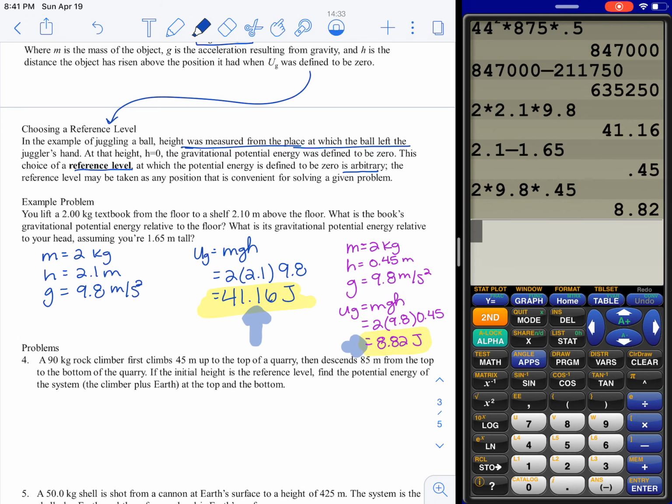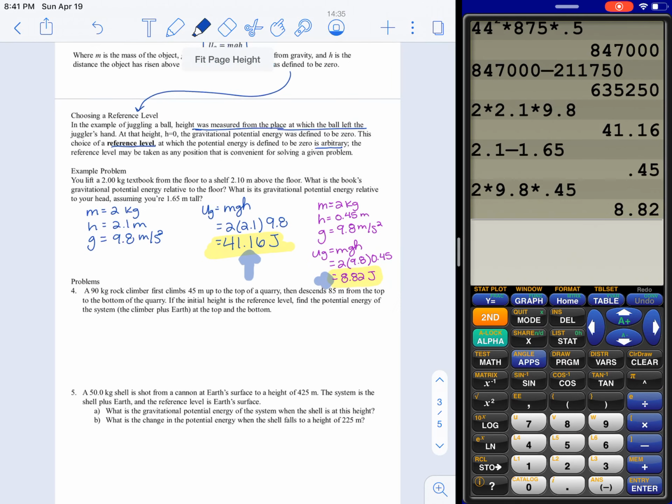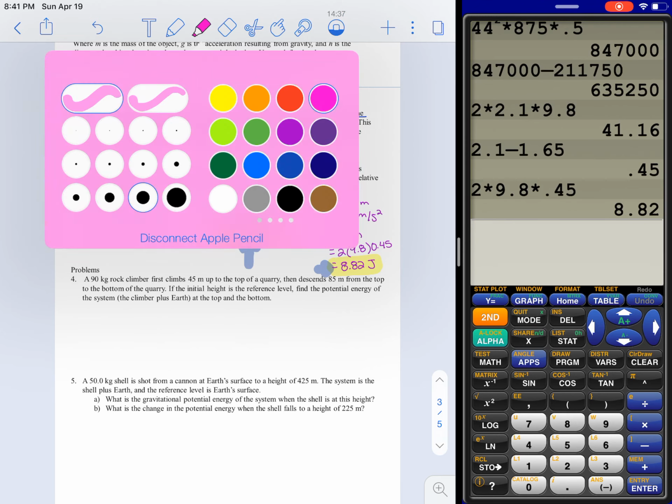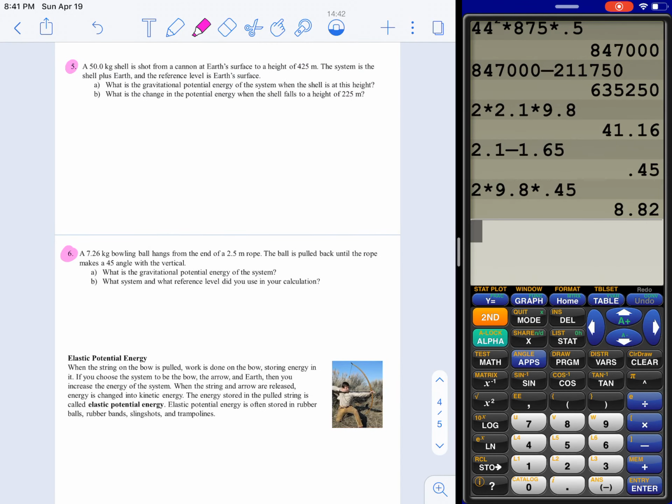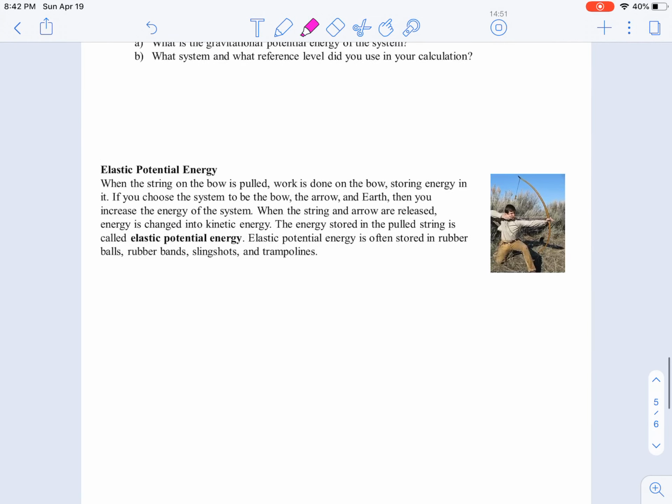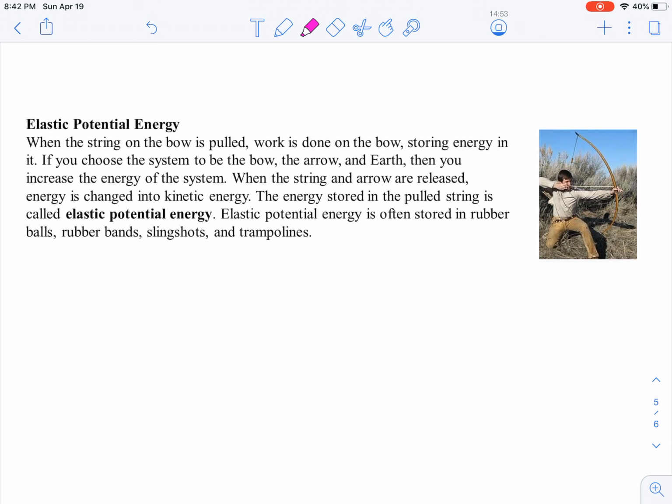So, there is an example with gravitational potential energy. And then we have 3 problems for you to do, right there, 4, 5, and 6. And the very last part of section 1 is elastic potential.